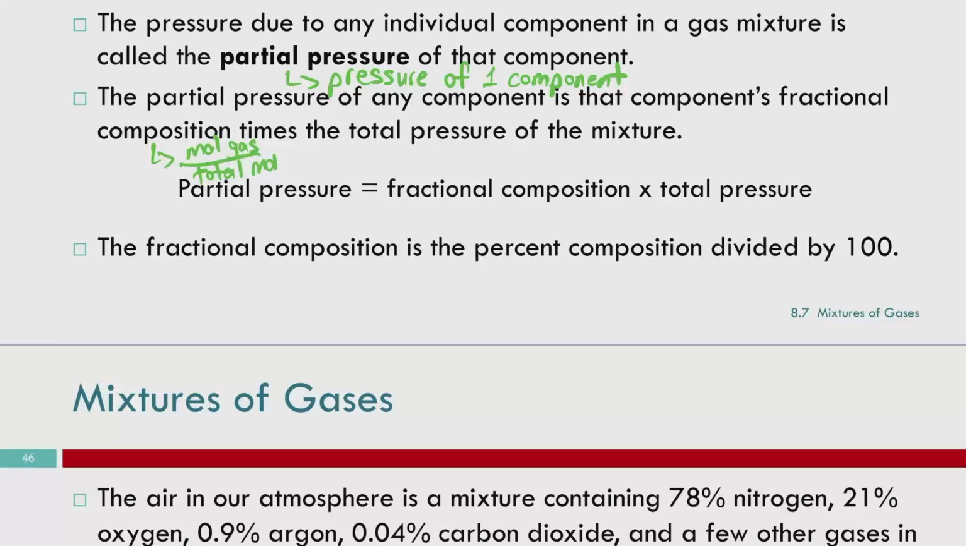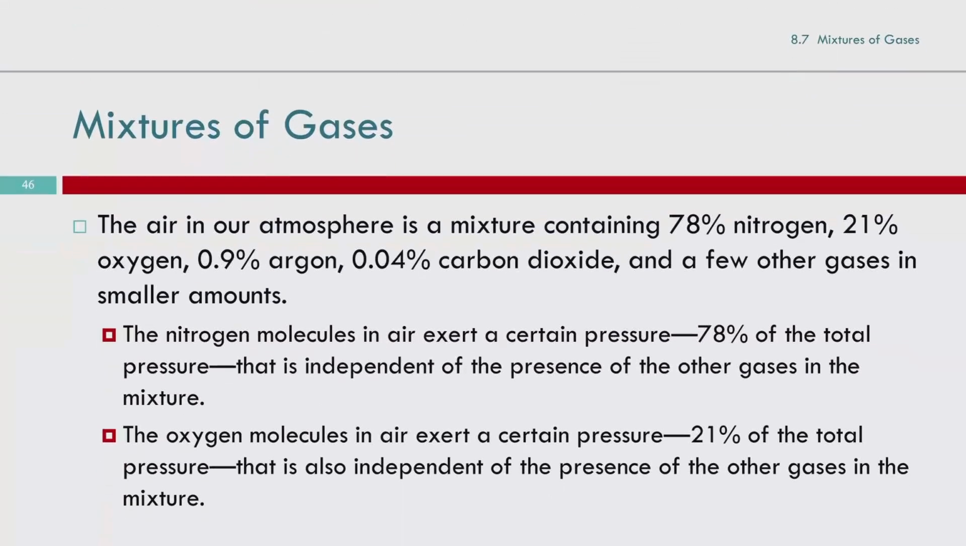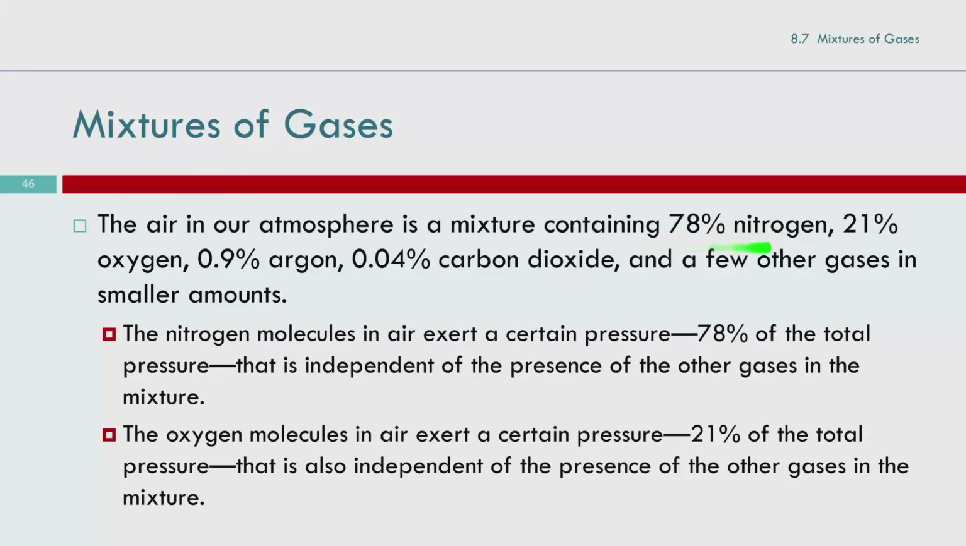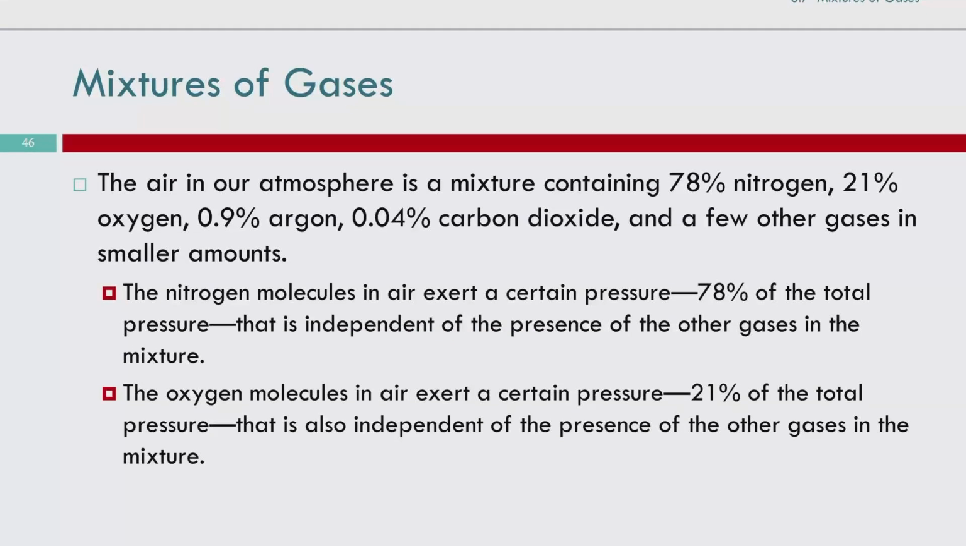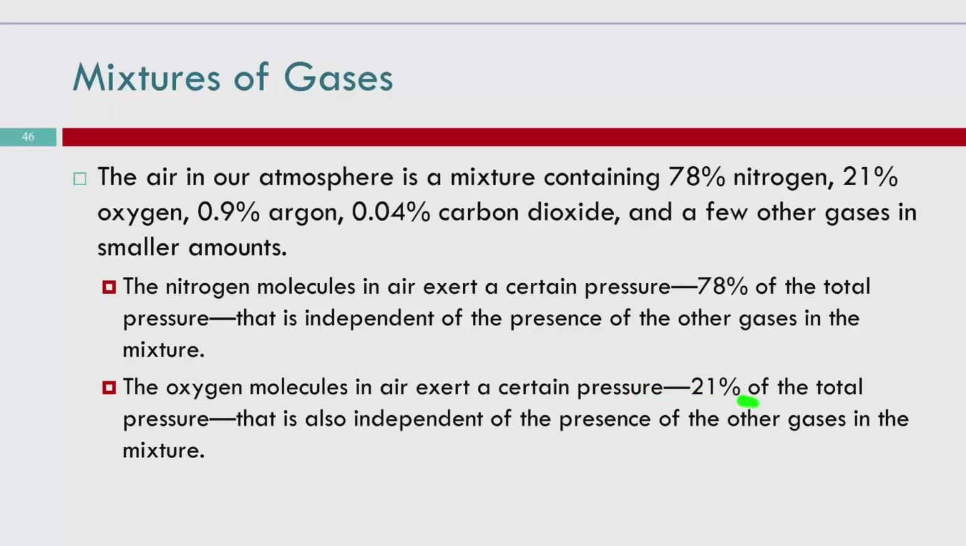So for example, our air is roughly 78% nitrogen, 21% oxygen, 0.9% argon, a little bit of carbon dioxide, and some other things in even smaller amounts. So the nitrogen molecules, the N2 molecules in our air, exert 78% of the total pressure because they're 78% of the total molecules. It's independent of the presence of the other gases. Our oxygen molecules exert about 21% of the total pressure.